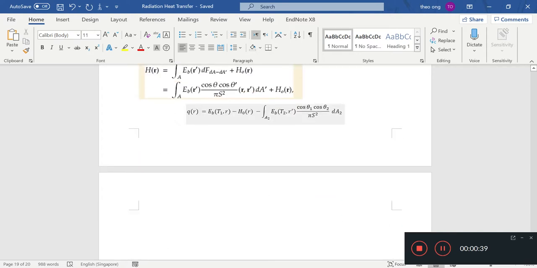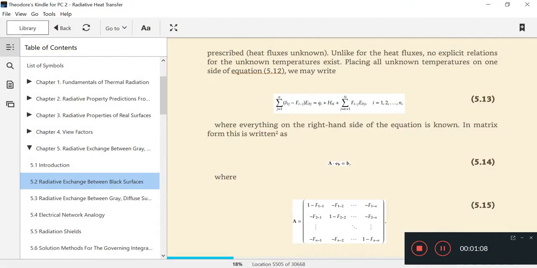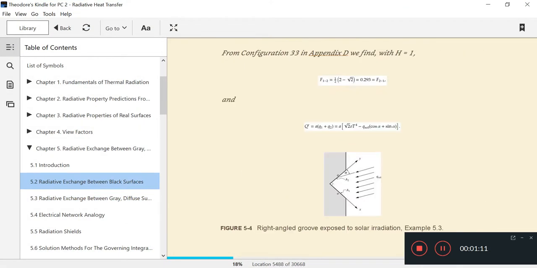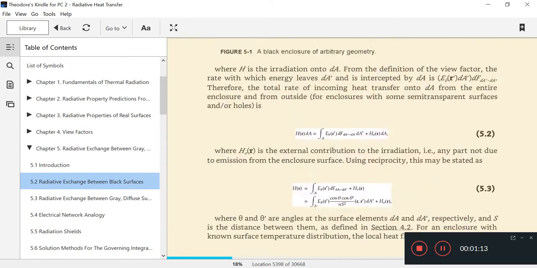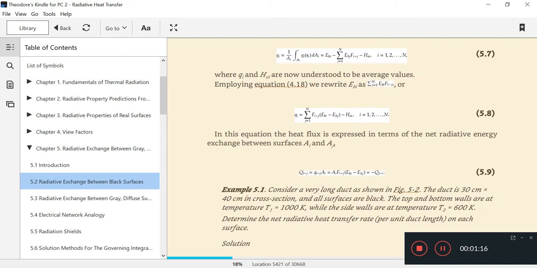So for now, let us do a very simple case. One simple example of heat transfer between black surfaces before we go on to more complicated ones. We upgrade the complication level to gray surfaces. Okay, so let's take a look at the heat transfer between black surfaces. The first one will be example 5.1.